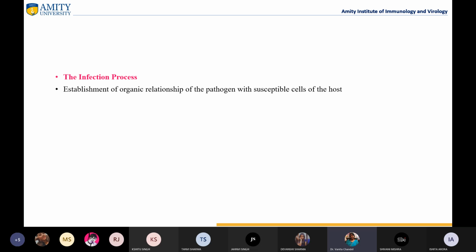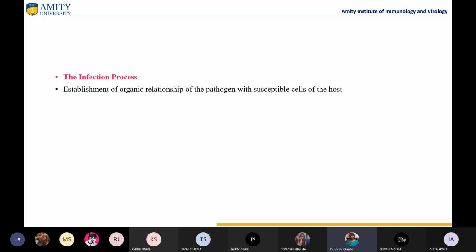And we also discussed the inoculum. So what is primary inoculum? What is secondary inoculum? And how primary inoculum causes primary infection, and how secondary inoculum can lead to secondary infections, right? And then different sources of inoculum.